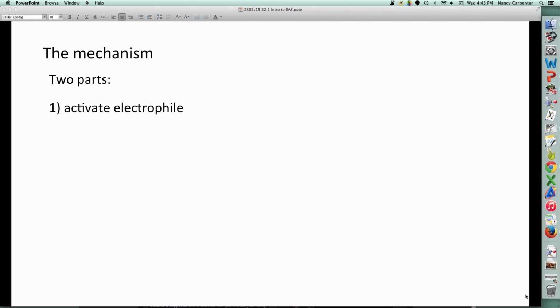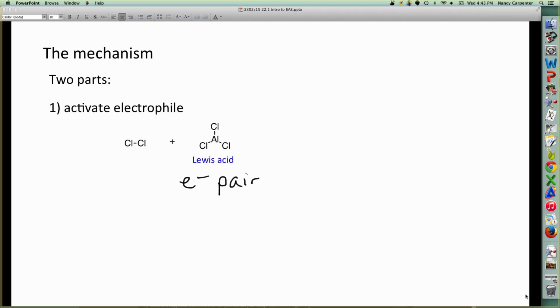You're going to see the same electrophilic aromatic substitution mechanism. So the first part is, as we've already alluded to, you've got to make that electrophile a lot more electrophilic. So, for example, chlorine by itself, bromine by itself, they're not going to add to your aromatic ring. But if I take a Lewis acid, which little Gen Chem review is an electron pair acceptor, well, we happen to have an electron pair here. So, oops, not there. Wait a minute.